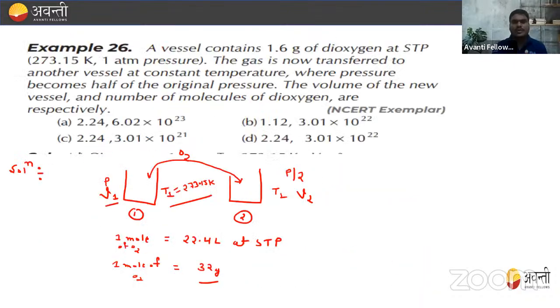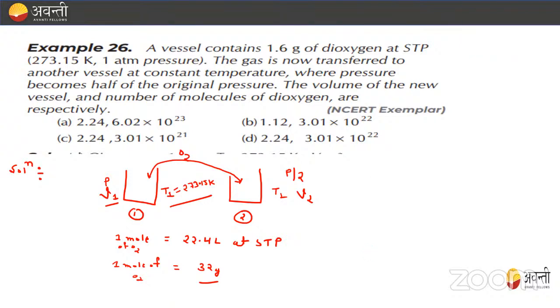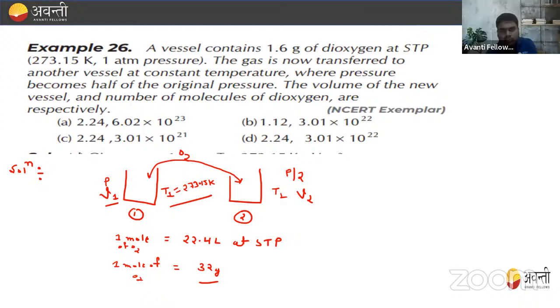So I hope both of these are clear now: how you calculate the volume of the new vessel and how you calculate the number of molecules of dioxygen. Okay, so this is how you can calculate. So which option is correct, beta? Can anyone tell which option is correct? So we can say that option D is absolutely correct for this question.